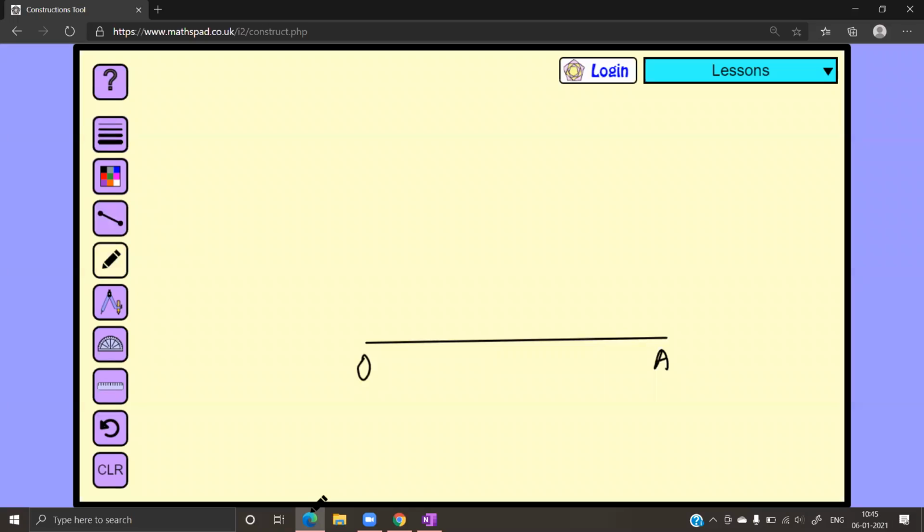Start with a line segment or a ray if you want. So I've started with the line segment here. You can take any length for the line segment. The vertex of the angle that I'm going to construct will be point O. So I will choose a suitable radius for my compass. With O as center, draw a semicircle.